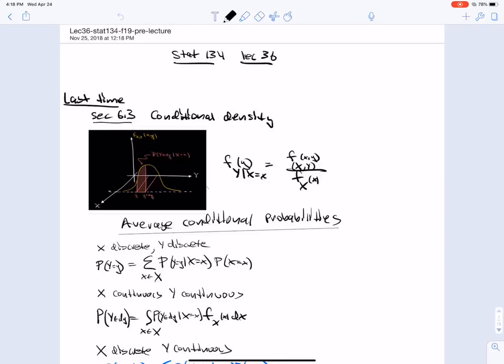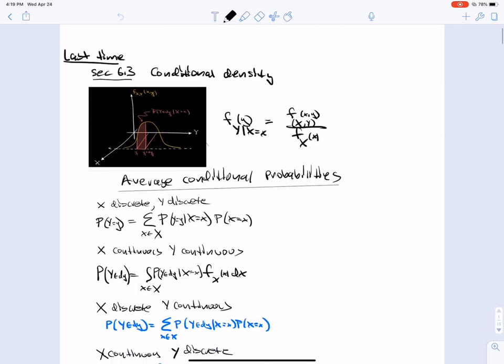Hello, it's Stat 134, Lecture 36. Last time we were talking about the conditional density, and we're going to continue doing that for a little while.